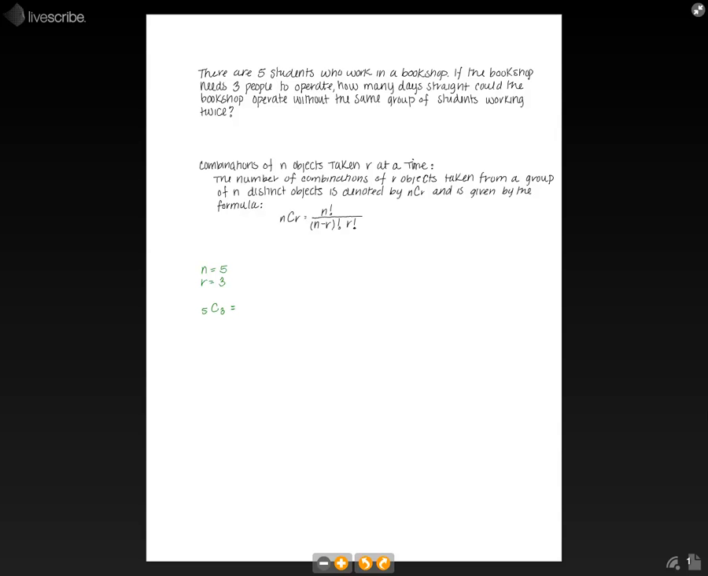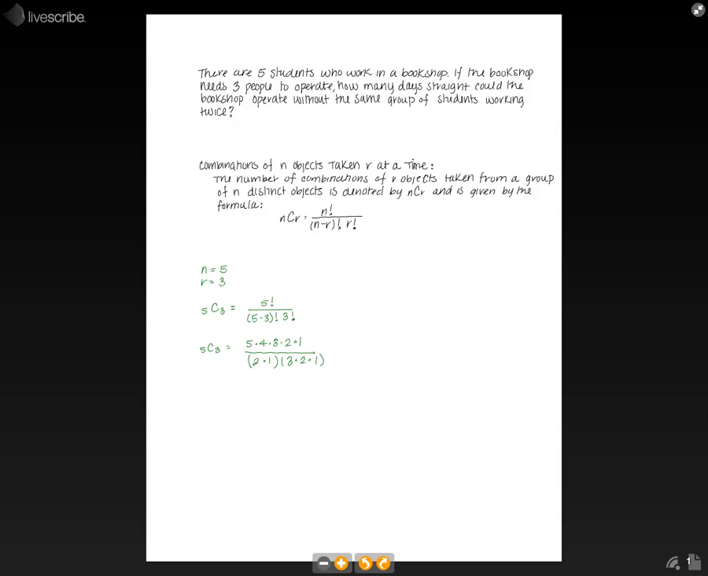So let's plug in our numbers. So we have 5 factorial over 5 minus 3 factorial times 3 factorial. Alright, so if we simplify this, we're going to get 5 times 4 times 3 times 2 times 1, which is 5 factorial, all over what we have is 2 factorial, so 2 times 1, and then 3 factorial, so 3 times 2 times 1.